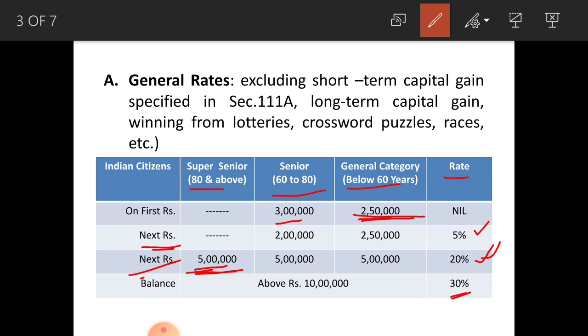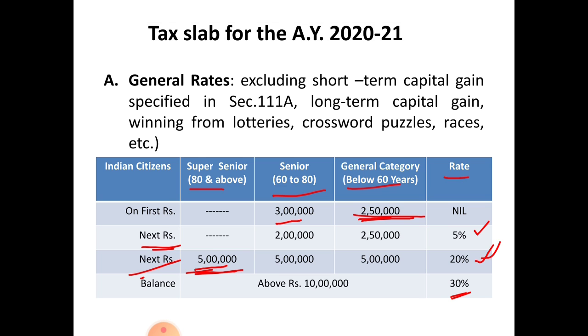That is applicable for 3 categories, that is senior citizens, super senior citizens and general category. If their income exceeds 10 lakhs, that income is taxable at the rate of 30%. So, this is the tax slab of the year 2020-21. Go through this slab once again. It is very important to calculate tax liability of an individual.